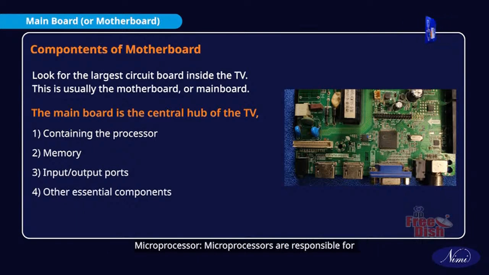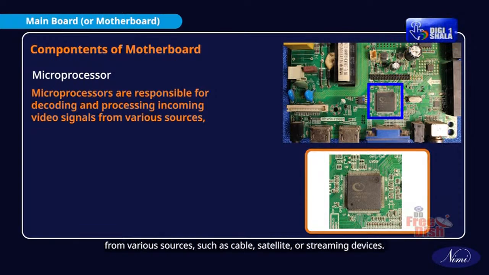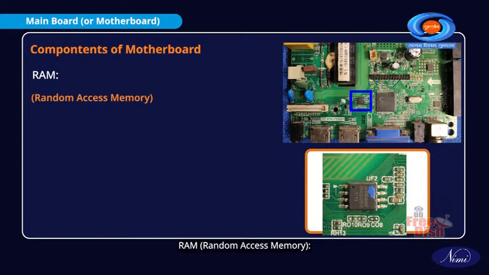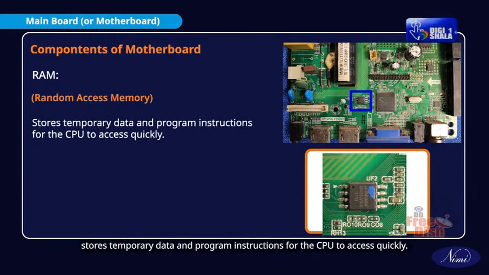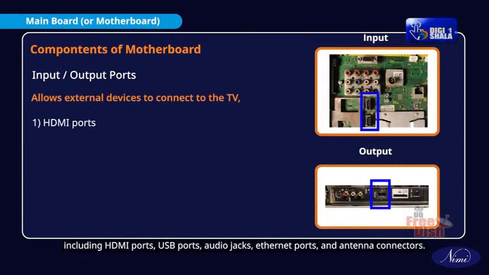Microprocessor. Microprocessors are responsible for decoding and processing incoming video signals from various sources such as cable, satellite, or streaming devices. RAM, random access memory, stores temporary data and program instructions for the CPU to access quickly. Input and output ports allow external devices to connect to the TV, including HDMI ports, USB ports, audio jacks, Ethernet ports, and antenna connectors.